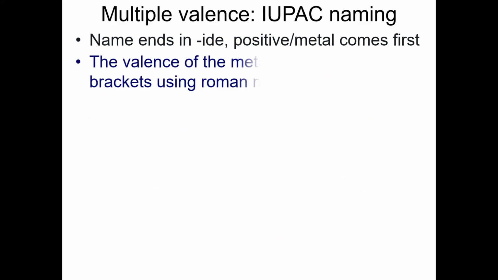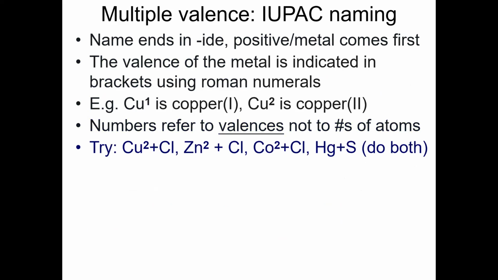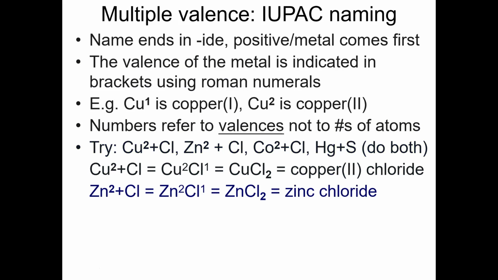Anyway, so in this case, when you do both of these, you are going to name copper chloride, right? Copper 1 and copper 2. Okay, so you notice that this is copper 2 chloride. This is zinc chloride. This is cobalt 2 chloride. And this is mercury 1 sulfide. And mercury 2 sulfide. So it's saying to do both, and there we go.